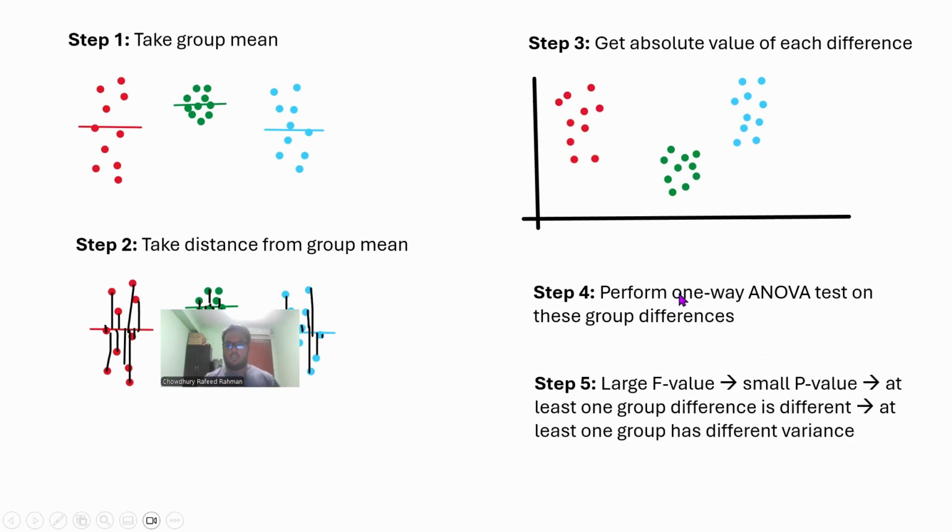Finally, in step 5, in the one-way ANOVA test, if you have a large F value, that means the p-value will be small. That means at least one group difference will be different. That means at least one of these groups will be different. For example, here this will be different. And that means at least one group has different variance. That means at least this group right here will have a different variance. So by looking at the result of the ANOVA test, by looking at the significance level of the ANOVA test, we can actually conclude whether these variances are similar or different. And that is all about Levene's test.